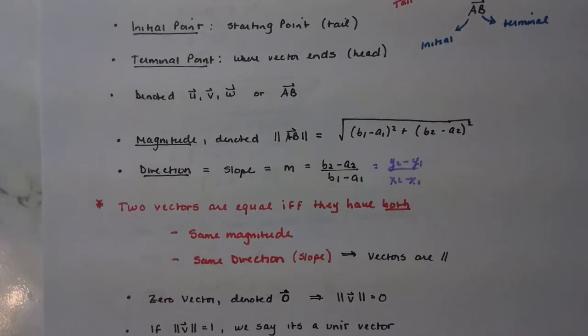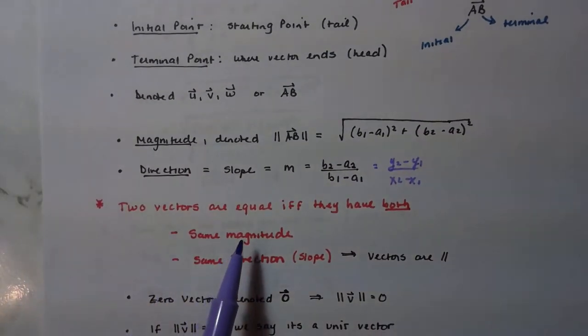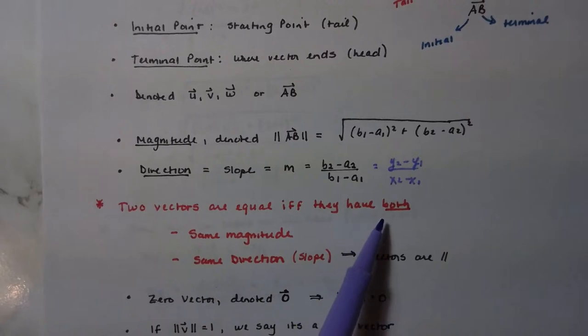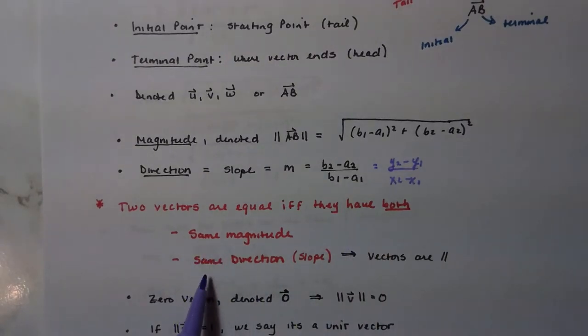All right, very important. Two vectors are equal if and only if they have both the same magnitude and the same direction. So equal vectors are parallel because they have the same slope. Any questions so far?